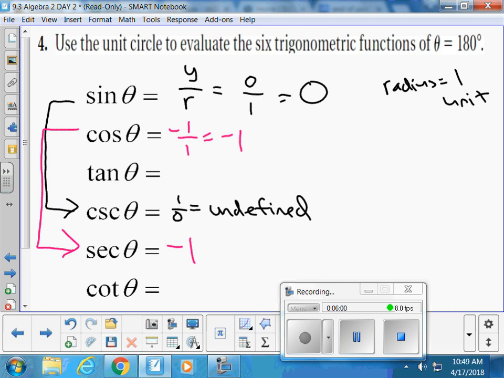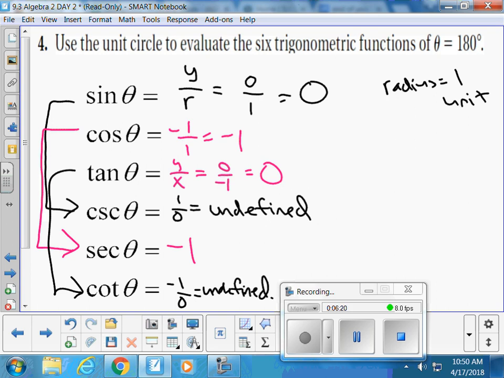All right, and tangent. Tangent at 180. We're going to do our y value on top, our x value on bottom. So y is 0, x is -1. That would equal 0. And let's reciprocal it for cotangent. It'd be -1 over 0, and that's undefined. So it's undefined any time you're trying to divide by 0.